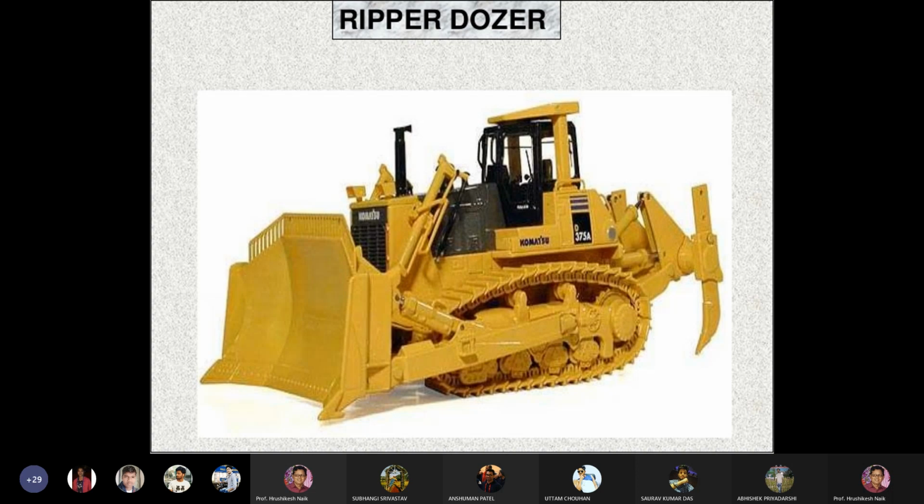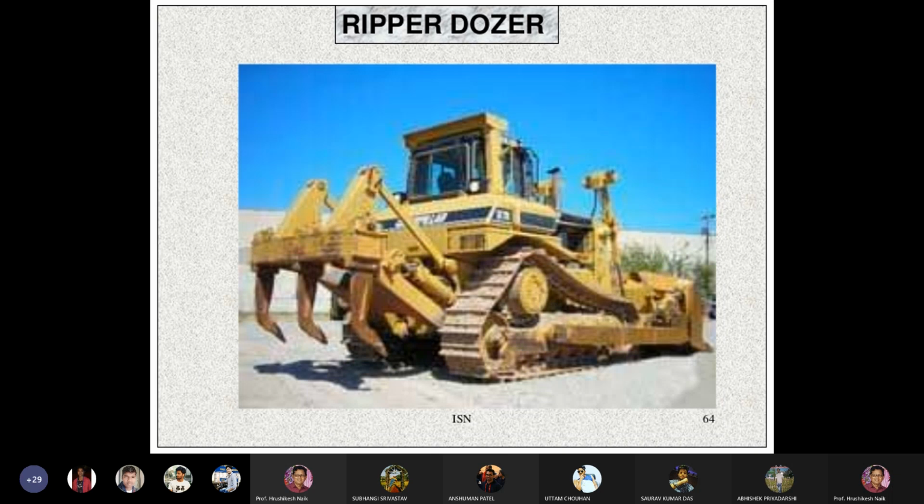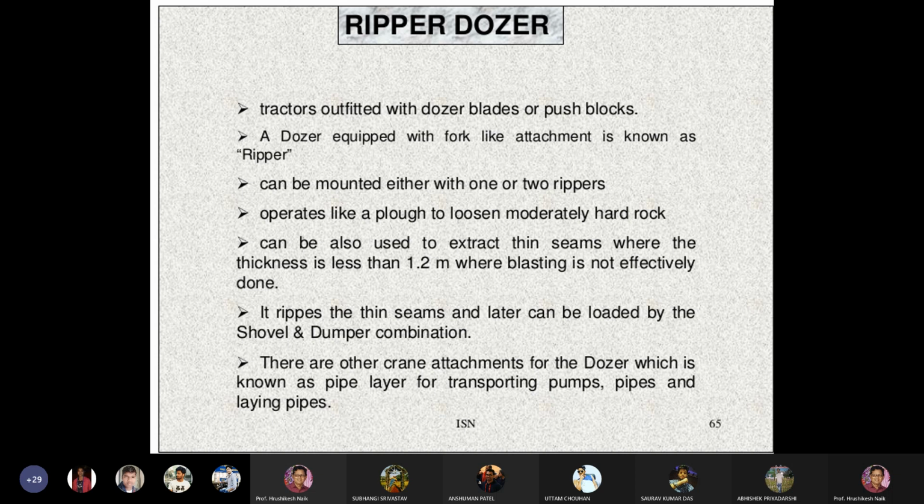This is another type of machine which is called a ripper dozer. Backside there is a ripping mechanism. Front side it is a dozer, backside it is a ripper. So it is a two-in-one machine. These are the ploughs of a ripper, and this side it is dozing, this side it is cutting. So a ripper dozer is nothing but a tractor outfitted with dozer blades or push blocks.